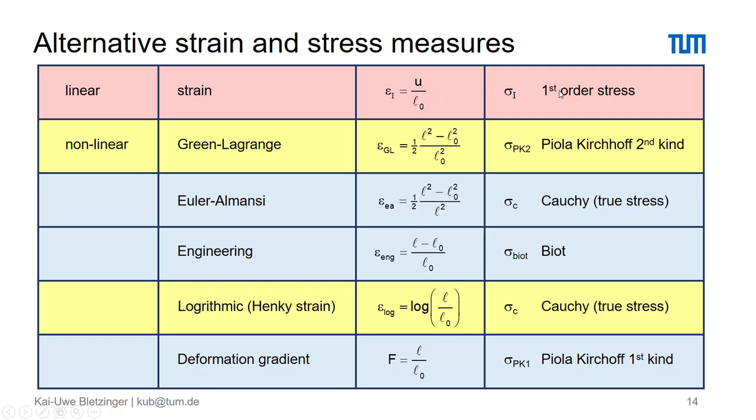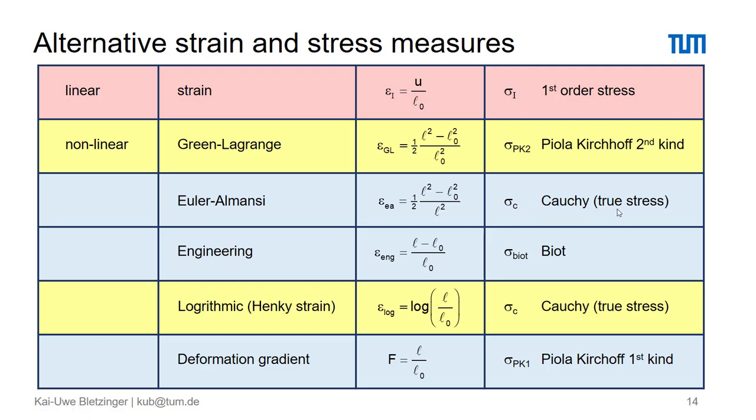Starting at the top, that's the standard theory first order, where we have linear strain. Then we have also what we call first order stresses or stress. The related value to the Green-Lagrange strain is what we call the Piola-Kirchhoff stress of second kind. I've mentioned that already. The Euler-Almansi strain is related to what we call the Cauchy stress. That is, by the way, the true stress.